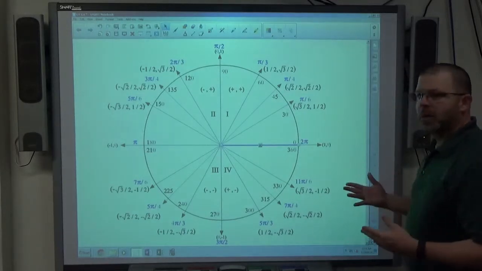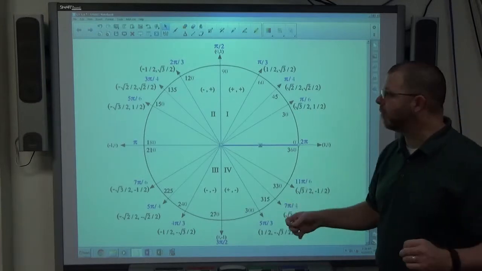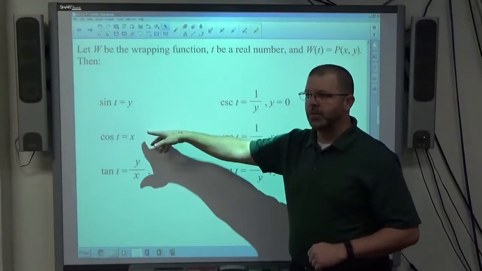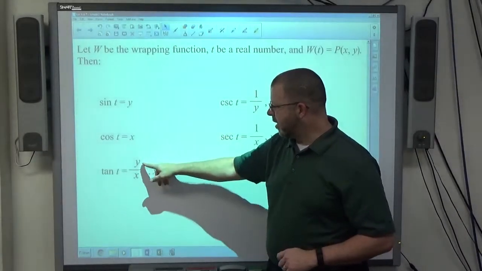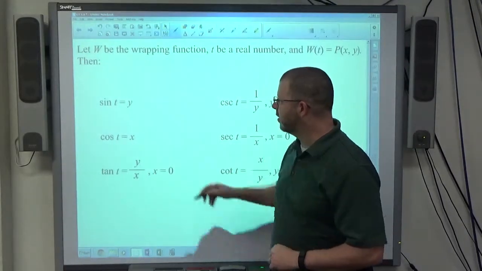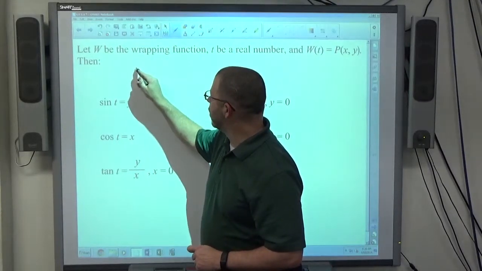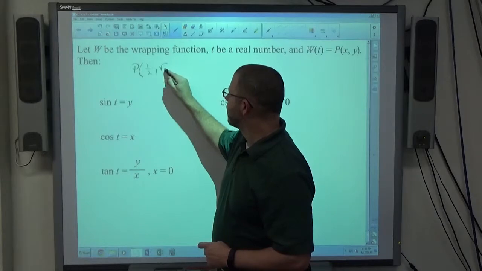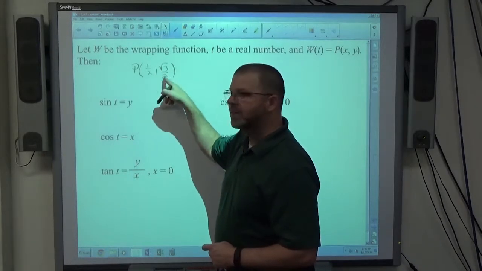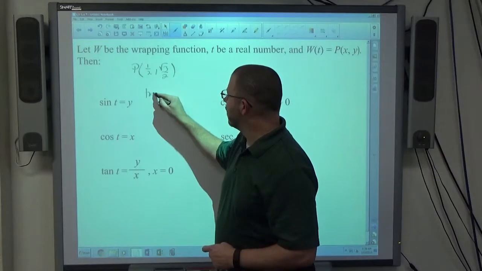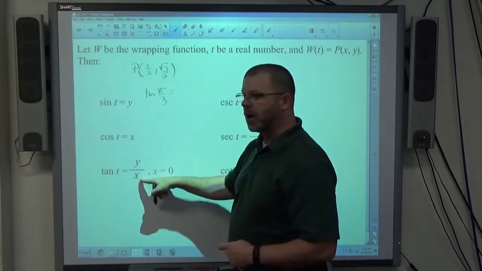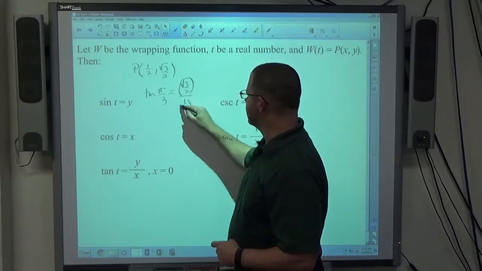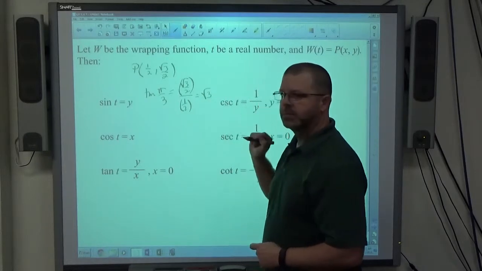The reason it's important to memorize sine and cosine is that if you have those committed to memory, every other trig function can be related back to sine and cosine. So if sine is y and cosine is x, tangent is y over x. For example, let's take pi over 3 that we just did. We know that the wrapping function of pi over 3 was 1/2 and square root of 3 over 2. That's the cosine and sine of that, right? So the tangent of pi over 3 is just y over x: square root of 3 over 2 over 1/2. Multiply top and bottom by 2, you get the square root of 3.